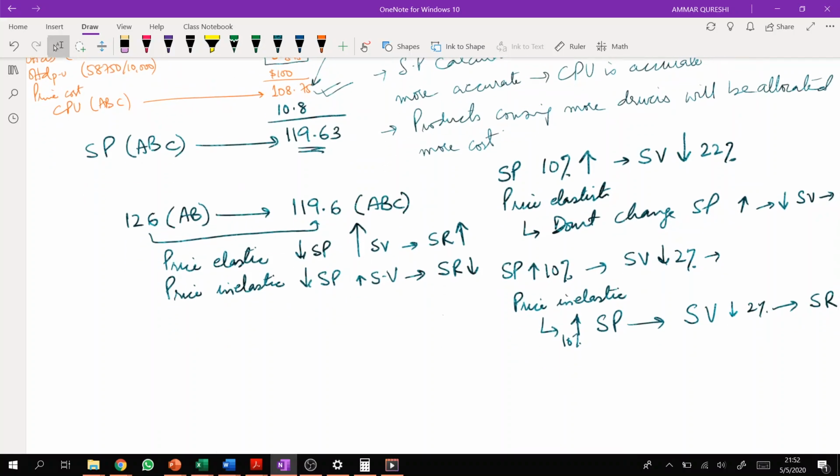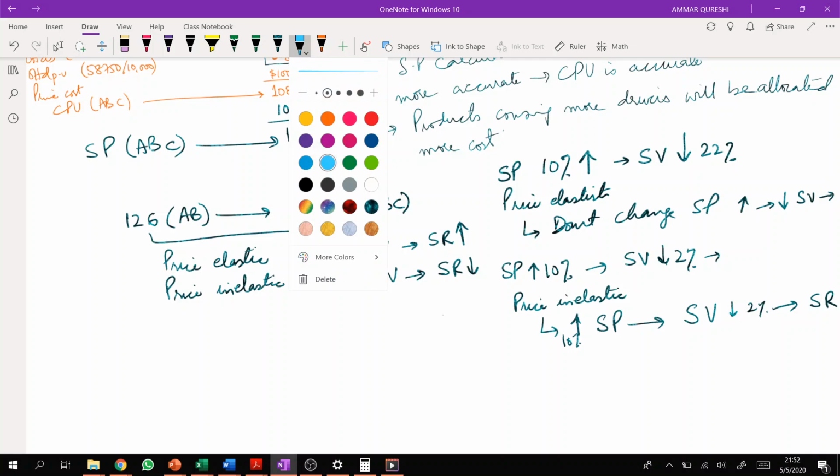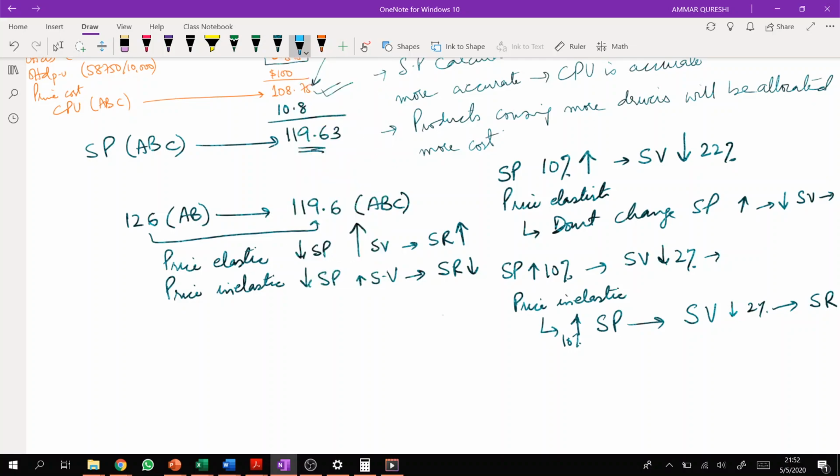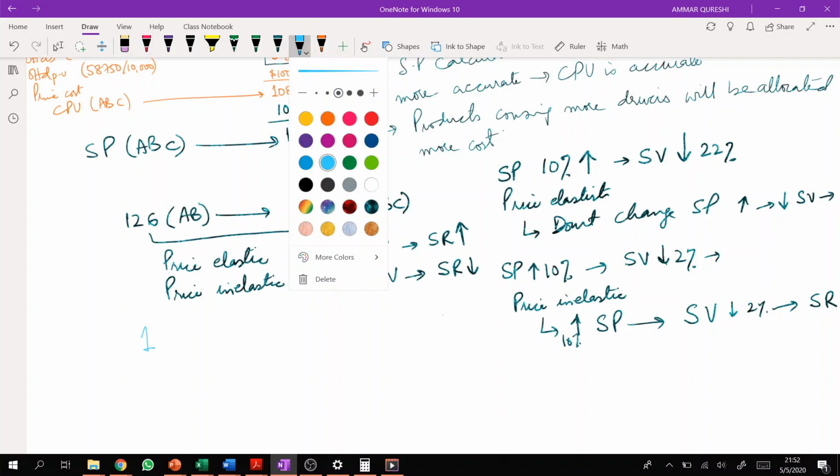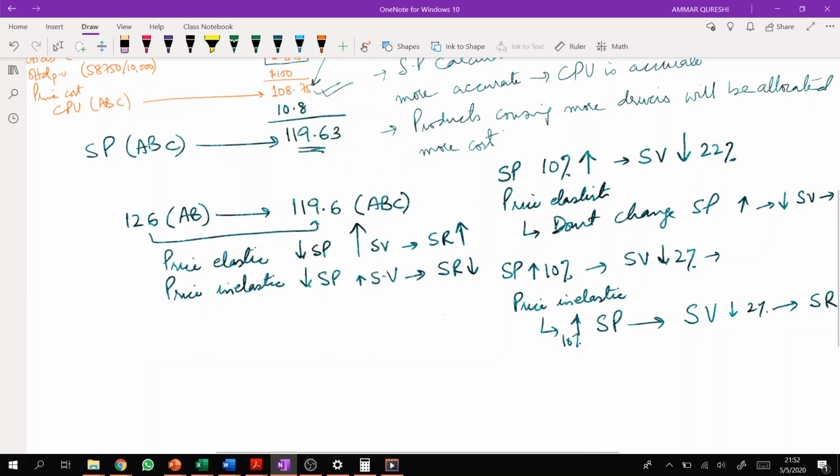Similarly, there can be another case. Let me discuss one more case here. Suppose the current cost of the product is $110 by using absorption costing. And if we switch to activity based costing, then the cost of the product will increase to, let's say, $122. So there will be an increase in cost per unit.